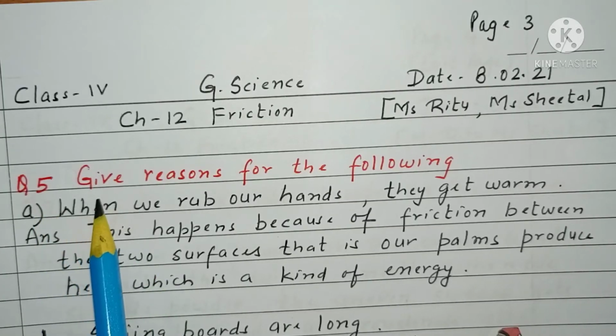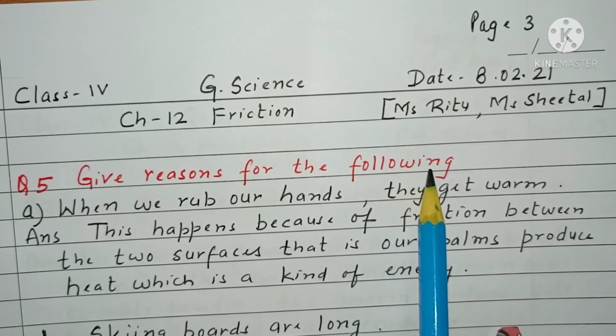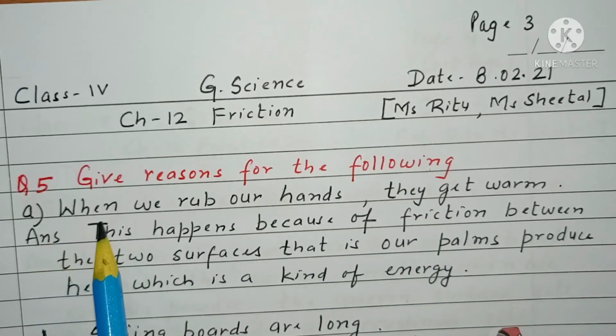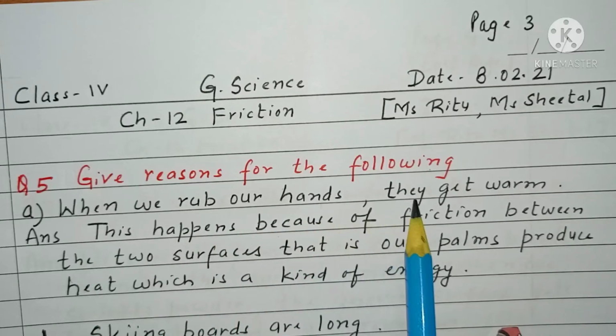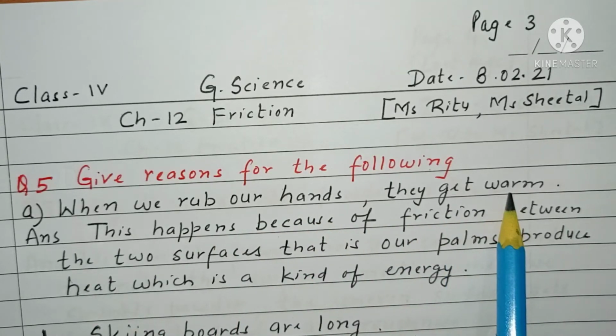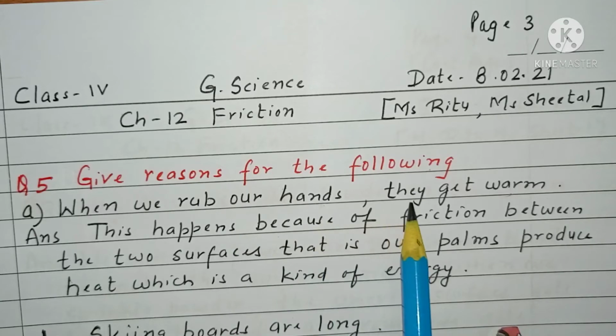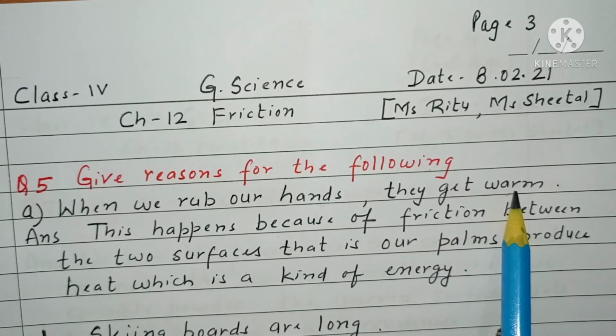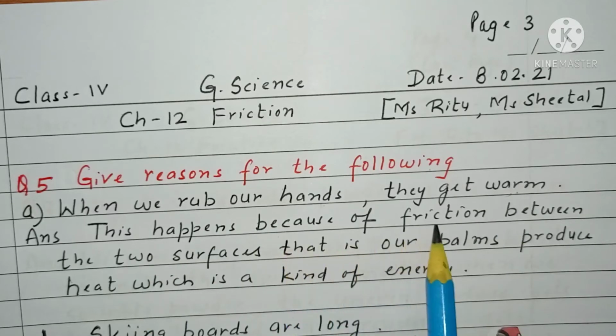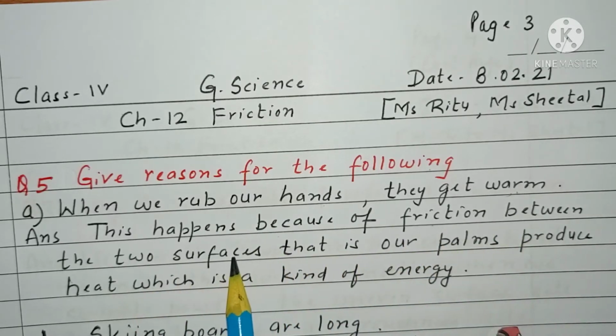Now, we will be writing down the reasons for the following facts. The first thing is when we rub our hands, they get warm. Children, you all might have noticed when we feel colder, what do we do? We rub our hands. And when we rub our hands, they get warm. Why does this happen? This happens because of friction between the two surfaces, that is our palms, which produces heat, which is a kind of energy.